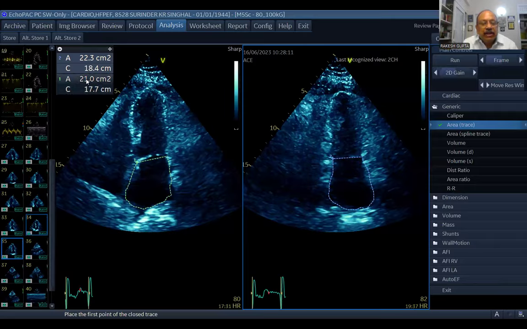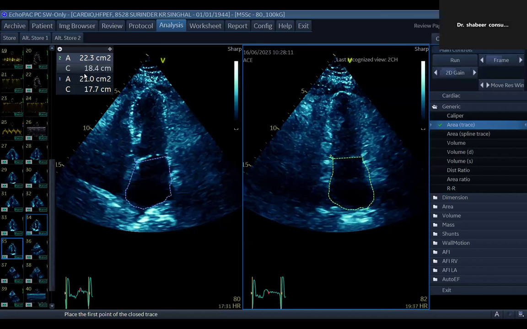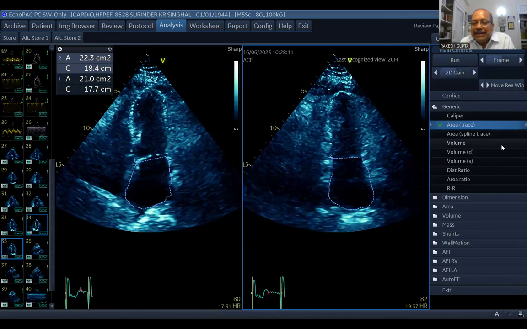Area 1 is 21 centimeter square, area 2 is 22.3 centimeter square, and there's no variation of more than 10%. So if this is 21, the maximum variation should be 2.1, so it could be 23.1. We are well within range of 22.3. You understood, sir? The variation should not be more than 10%.